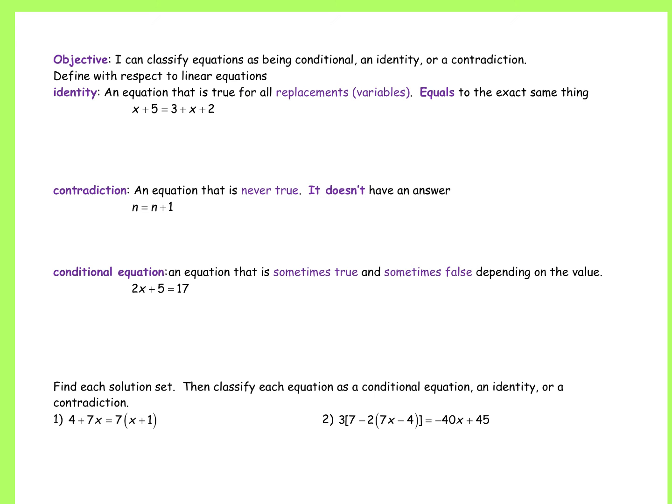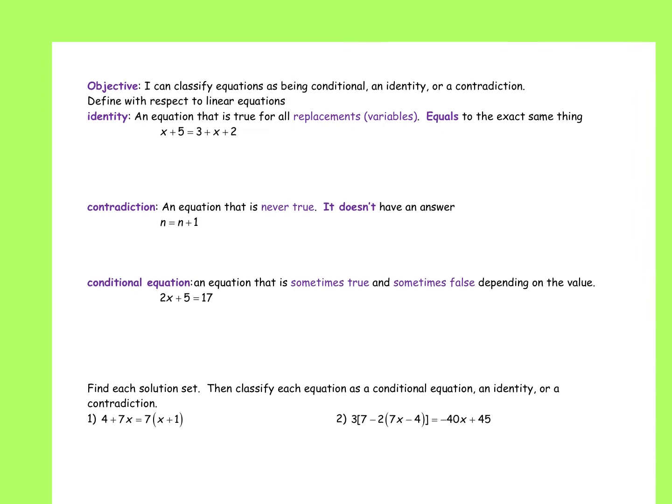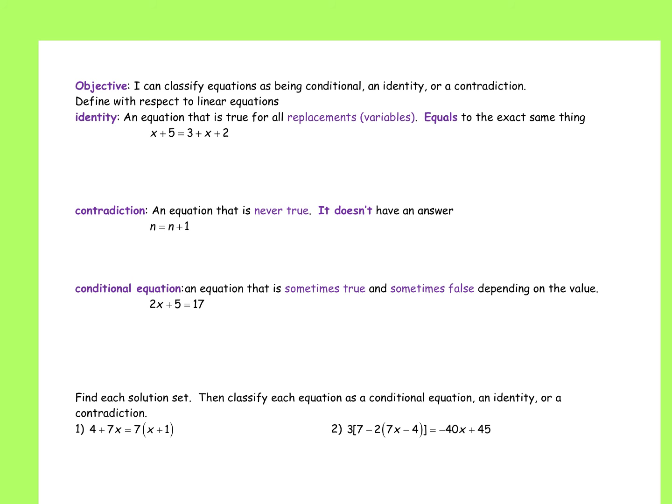Oh, last page. So now we're going to classify the expressions or the equations. There are 3 different classifications. One's called an identity, and that's an equation that is true for all replacements of variables, and it equals exactly the same thing. So no matter what I'm solving, I'm going to get the same thing. So I have an example. If I solve this, I get x plus 5 equals x plus 5, right? Exactly the same thing on both sides. That means no matter what x I put in there, I'm going to get the same thing, right? So this is an identity.